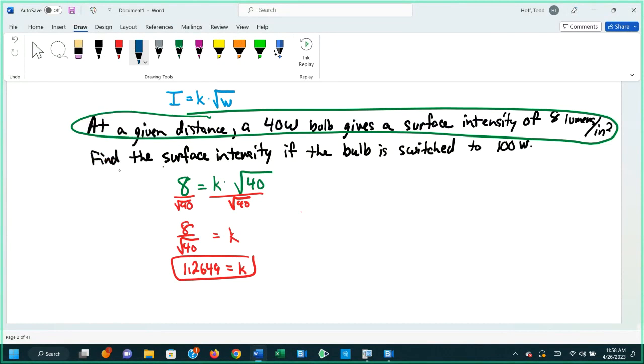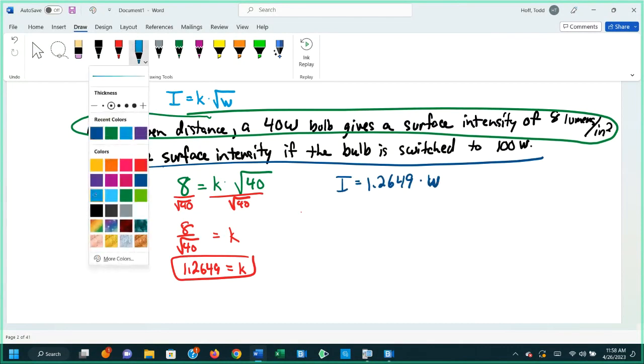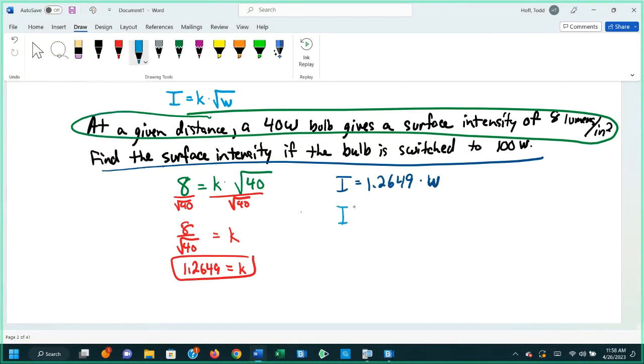Now, they want me to find it for a new setting, apply it to a new situation. If we know that the intensity is equal to 1.2649 times the square root of the wattage, find the new intensity if that wattage is 100. So it's I equals 1.2649 times the square root of 100 now.